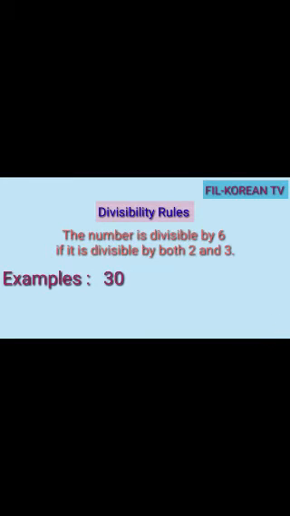Another example, 54. Ang 54 ay even number. Nagtatapos sa 4, kaya pwedeng i-divide sa 2. At i-plus natin yung digits niya, 5 plus 4 equals 9. Ang 9 pwedeng ma-divide sa 3. Kaya yung 54 pwedeng ma-divide sa 3. At dahil pwedeng ma-divide ang 54 sa 2 at 3, automatic, pwede rin itong ma-divide sa 6, or divisible by 6 din ito.